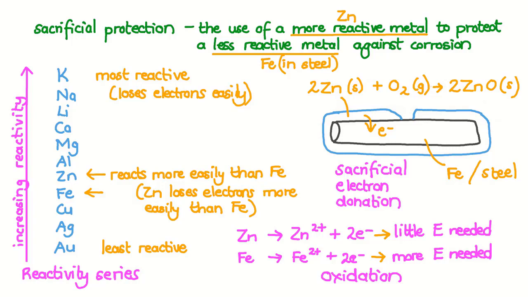The zinc has become oxidized in place of the iron, or instead of the iron, and in this way the zinc protects the iron. We say zinc electrons were sacrificed for the sake of the iron. So the iron doesn't rust, but instead a hard coating of zinc oxide covers and protects the iron.